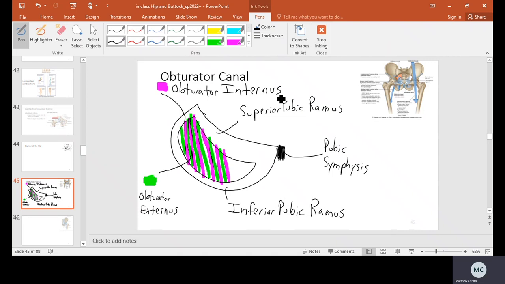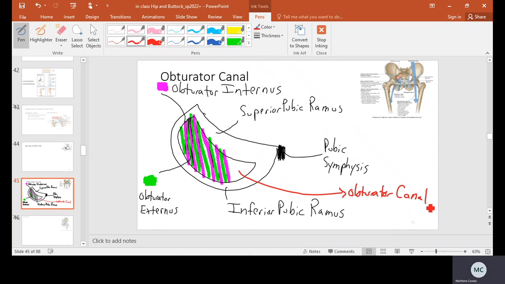Now, as you see, I've drawn in a gap here. And this gap is going to be called the obturator canal. And this obturator canal is going to be really important, because it's going to provide a pathway or a passageway for my obturator named vessels and nerves to get down to their final destination.